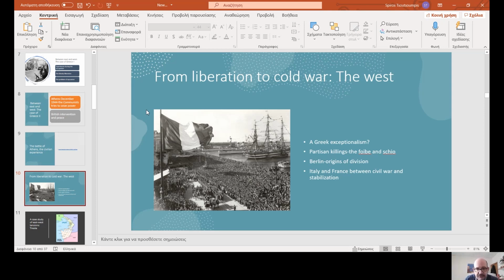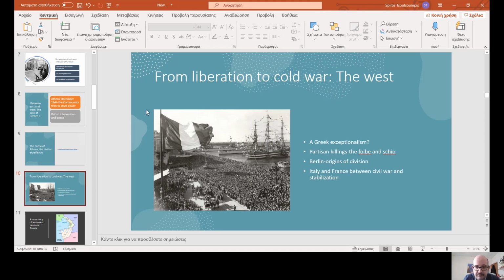And these killings were much more widespread in Italy. Now, Italy, after the fall of Mussolini in the summer of 1943, witnessed the rise of a very large, mostly left-wing partisan movement. So the partisans, once again, faced this dilemma. After the liberation, what do we do with the fascists?